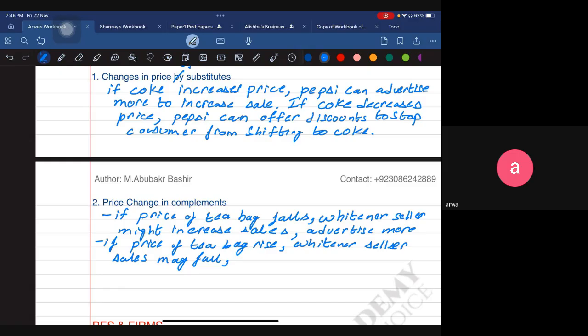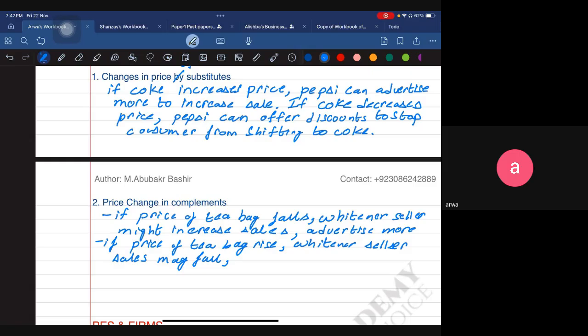Increasing the price is not going to help. That's going to make the problem worse. Obviously, it is going to make the problem even worse for them. If they decrease the price... Don't decrease the price. Something else other than decreasing the price. Okay. If the price of tea bags rises, hmm.